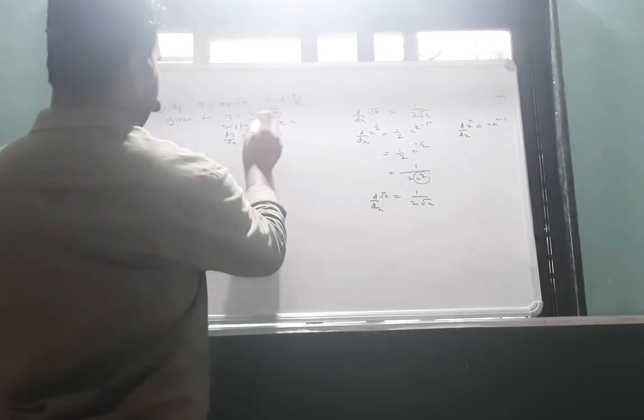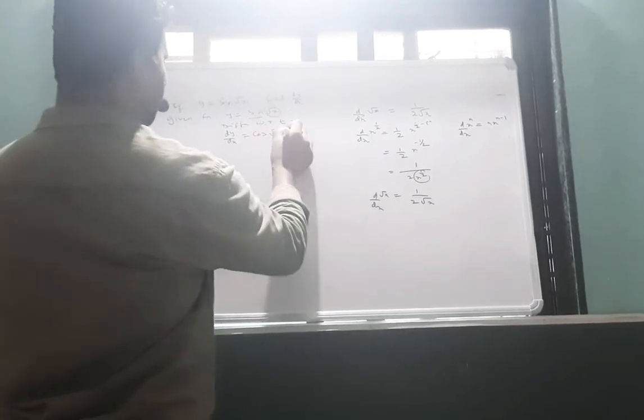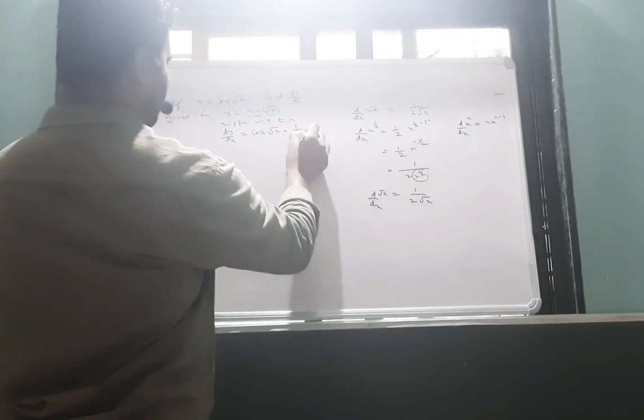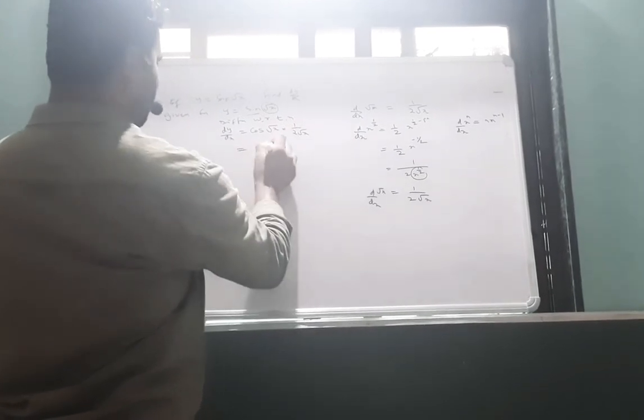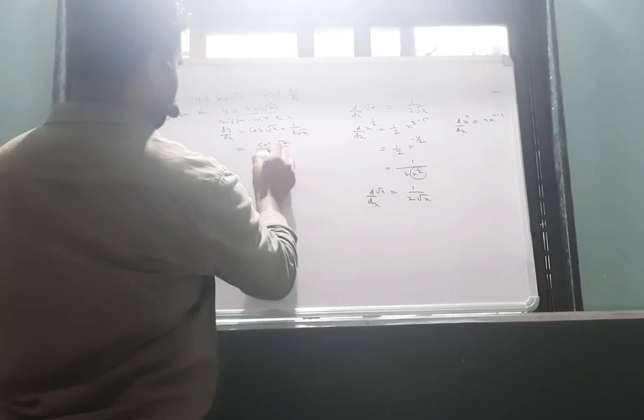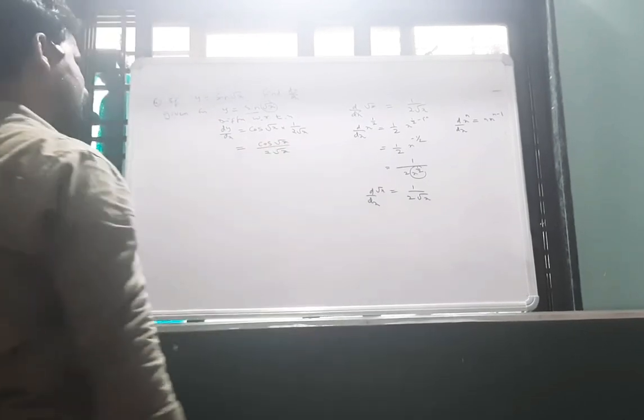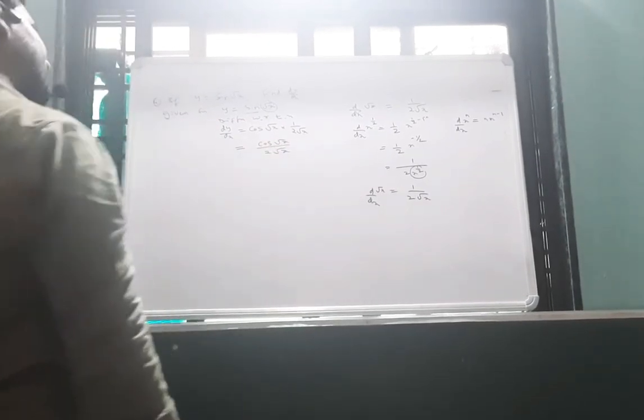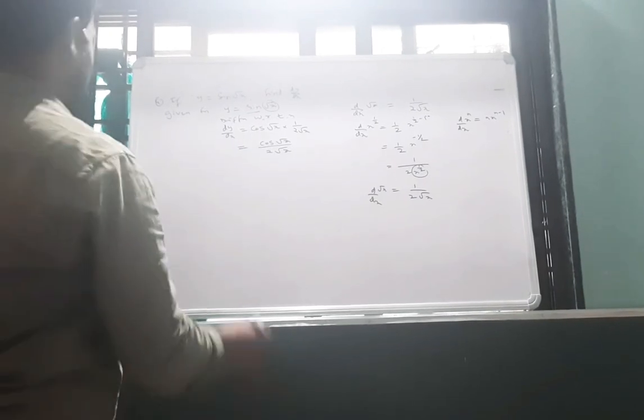So now the derivative of sine is cos, and the derivative of root x is 1 by 2 root x. So the answer will be cos root x divided by 2 root x. The derivative of sine root x is cos root x by 2 root x.